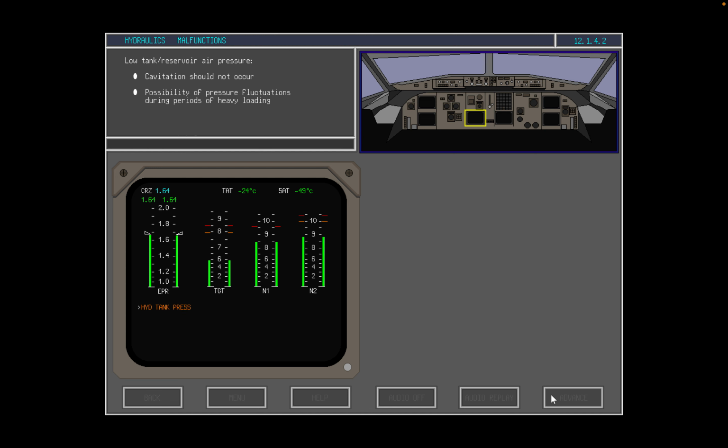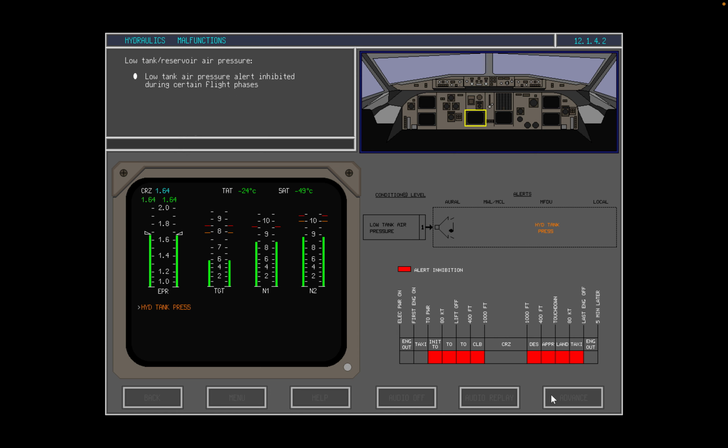Note that cavitation should not occur if the air pressure fails after the pumps have been operating. There is, however, the slight possibility that large system pressure fluctuations may occur during periods of heavy system loading. Low hydraulic tank air pressure alerts are inhibited by the FWS during certain flight phases.